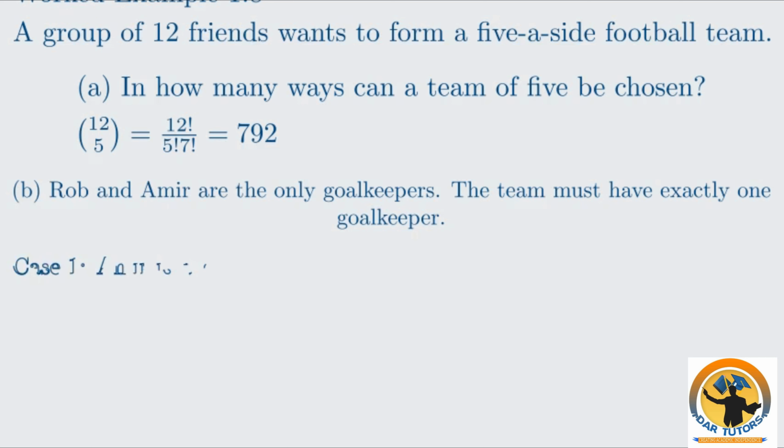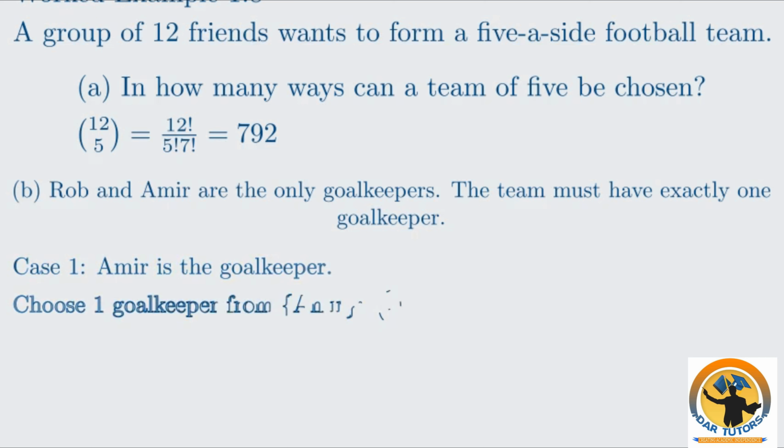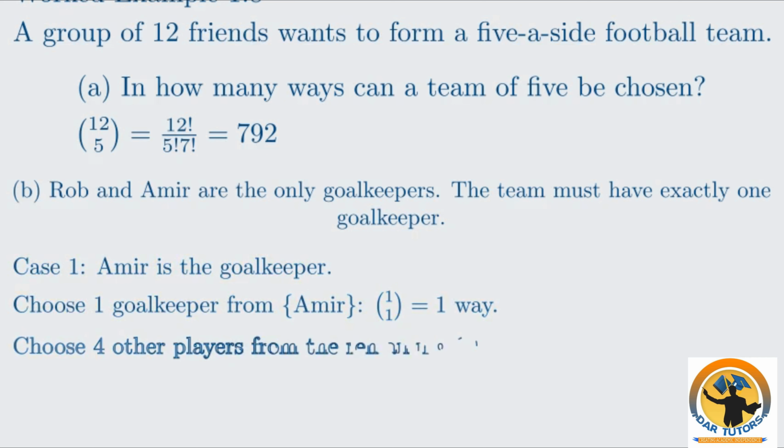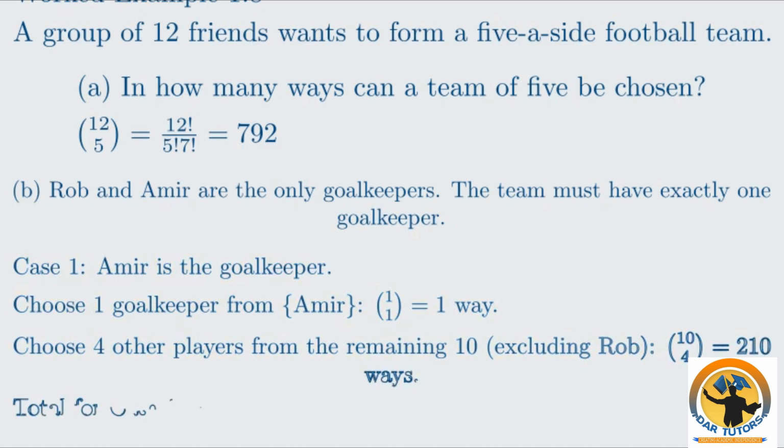Case 1. Amir is the goalkeeper. There's only one way to choose Amir. We still need to choose 4 more players for the team. Since Amir is chosen and Rob cannot play in any other position, there are 10 remaining players to choose from. So we choose 4 from 10, which is 10c4, or 210 ways.